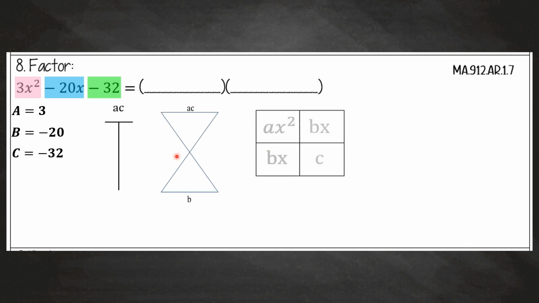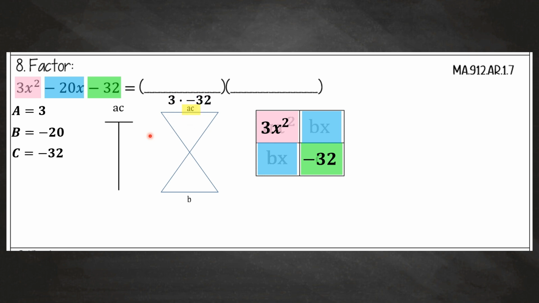So these are all the graphic organizers we use. This is what I recommend you use for the test. First, we're going to fill in our area model with the 3x squared and the negative 32. Then we have to figure out what's going to go in the other two rectangles of our area model. So what is a times c? Well, that's 3x squared times negative 32.